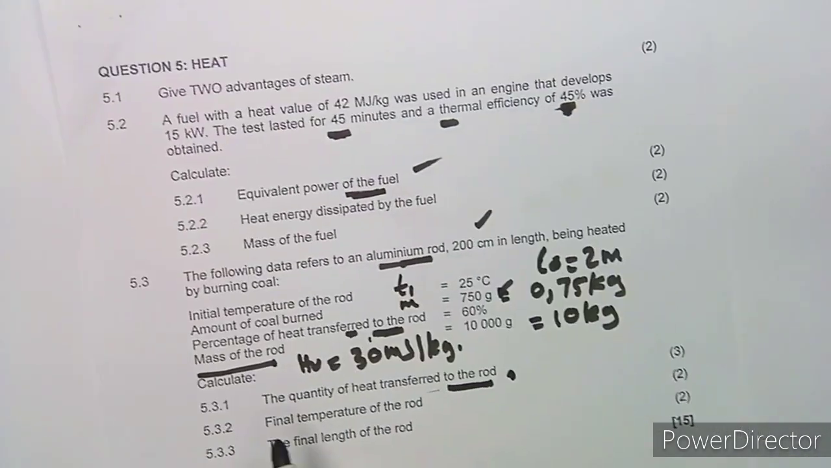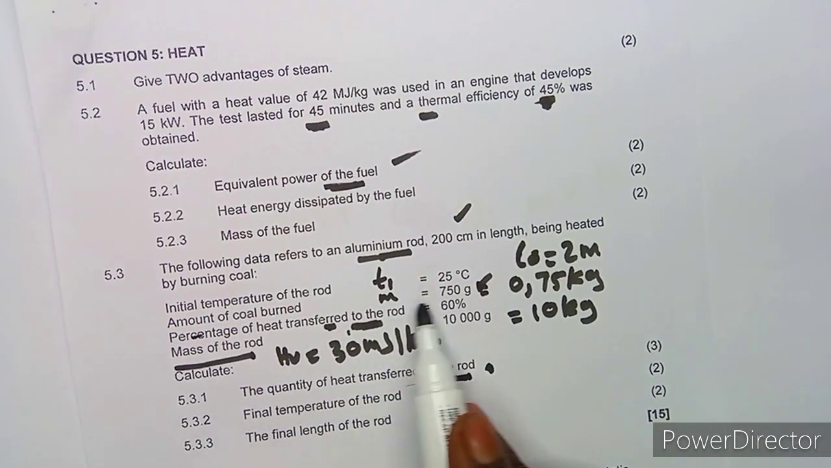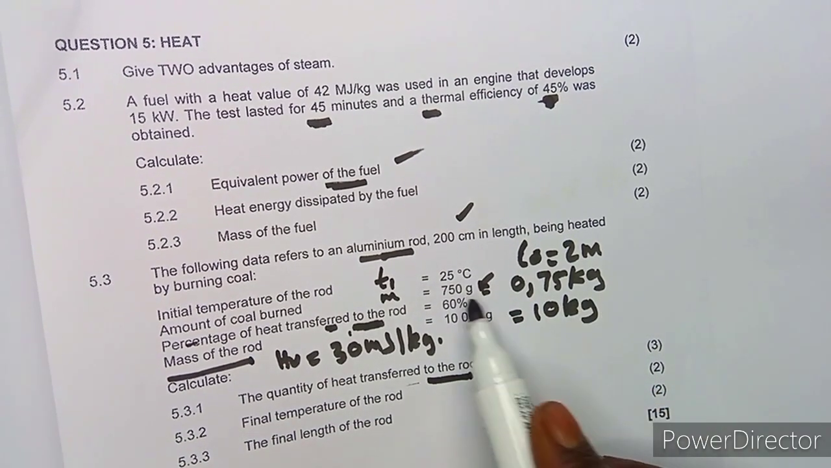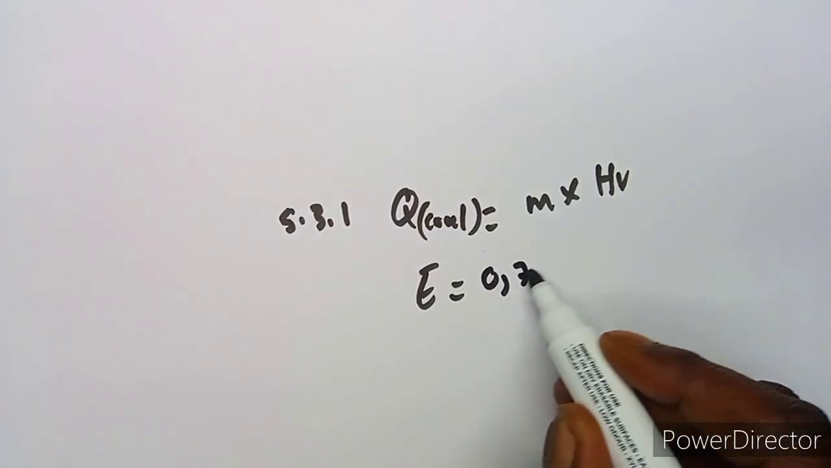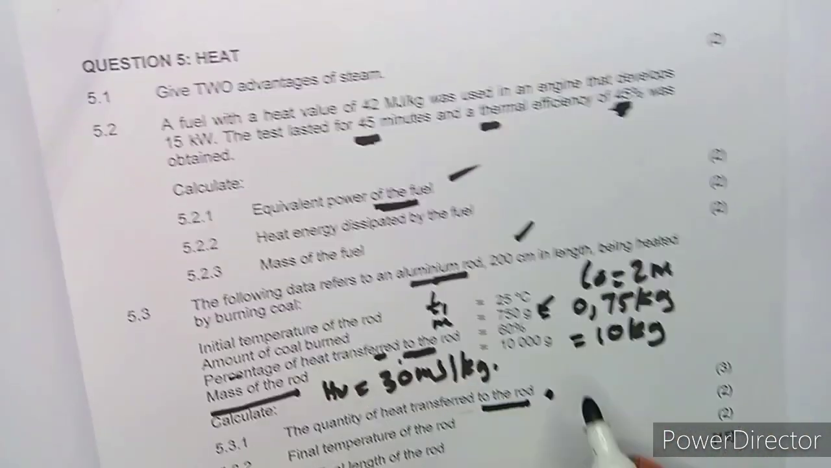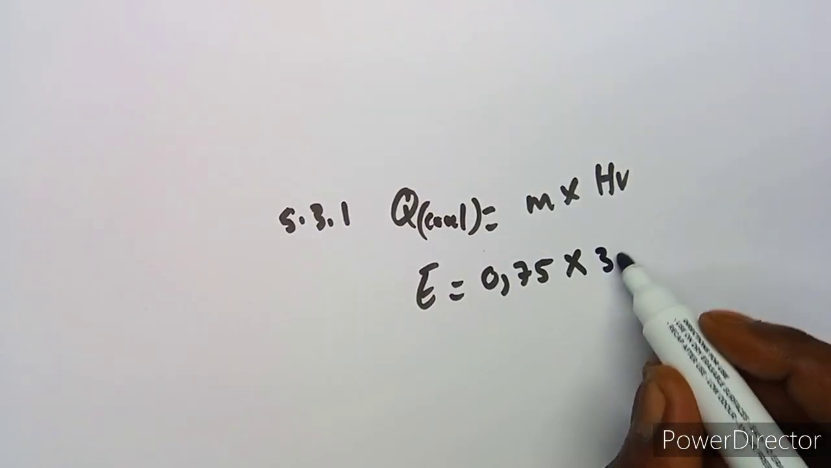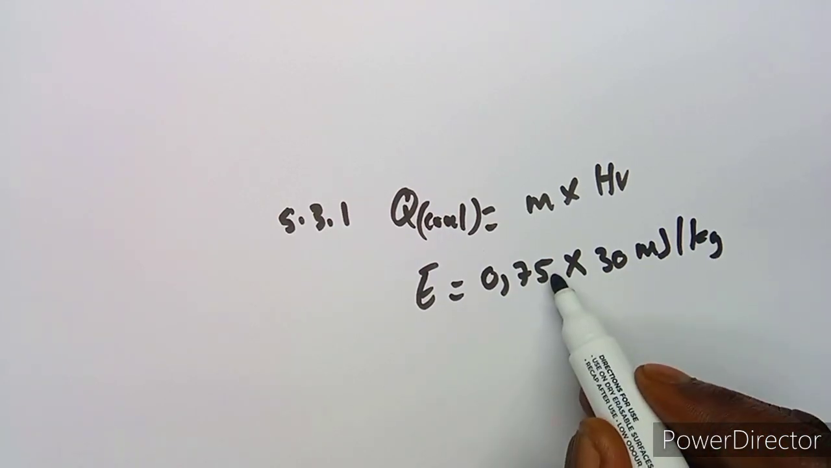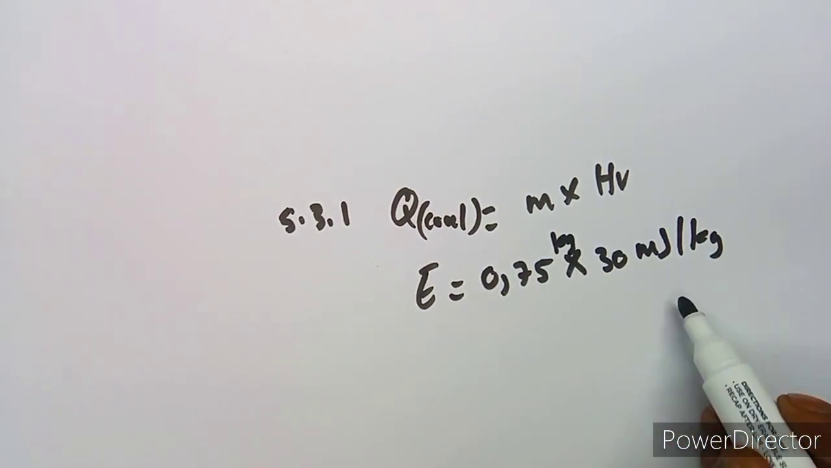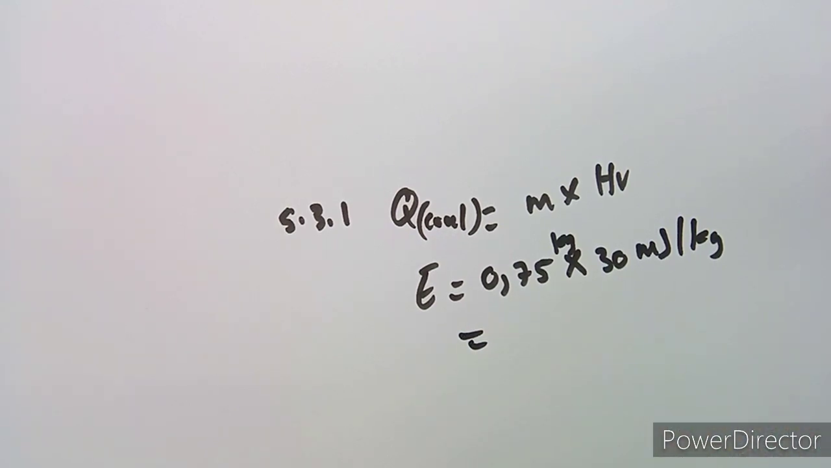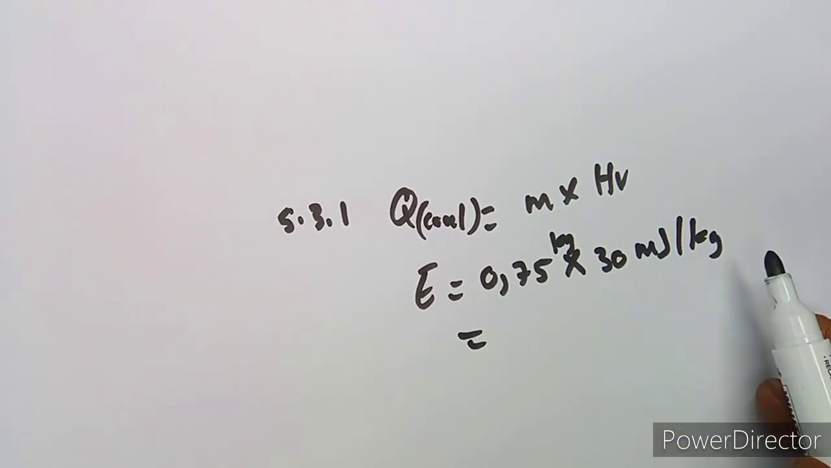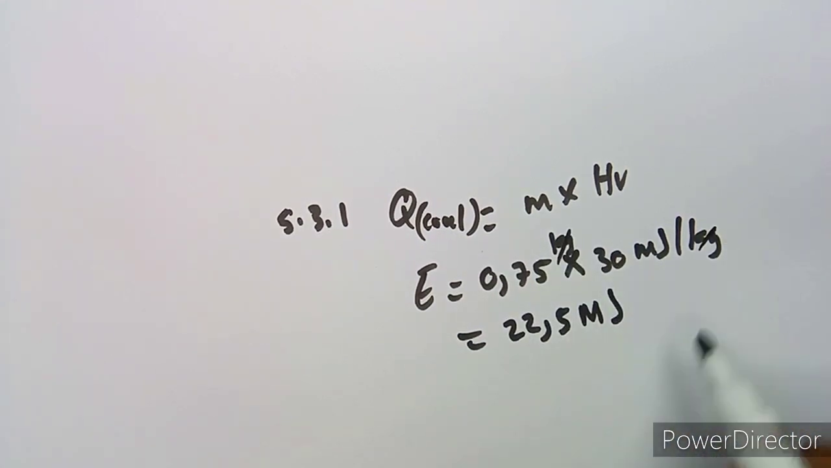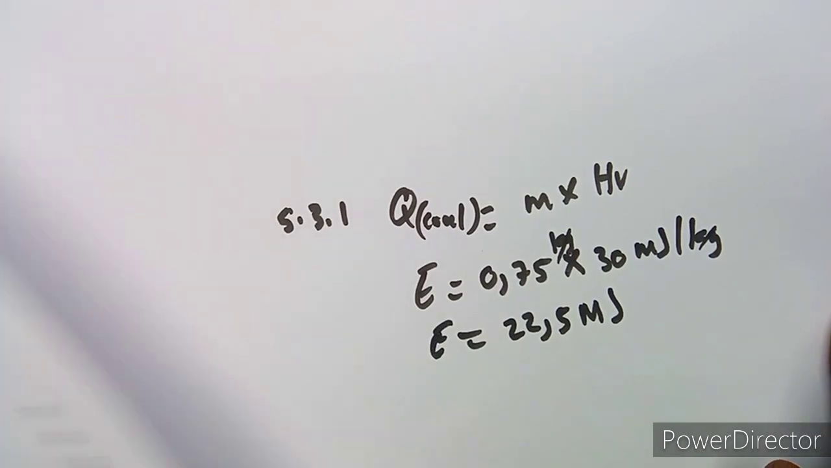So what is the mass of coal? Remember, the amount of coal which was spent is 0.75 kgs from that 750 grams, times the heat value of coal, which is 30 megajoules per kg. So definitely kg and kg will cancel. Your answer is going to be in megajoules only. So it's going to be 22.5 megajoules, because kg and kg will cancel. So that's your energy, guys.